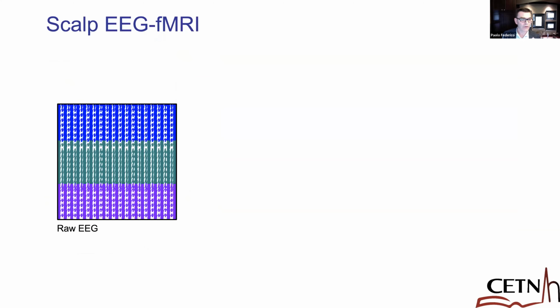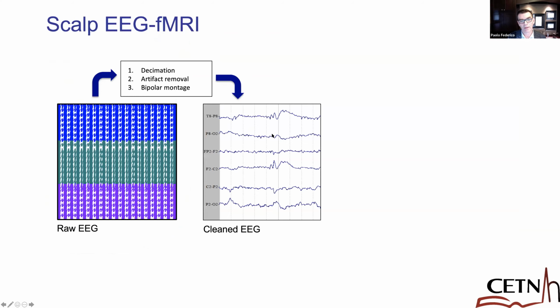So here's what the EEG looks like in the scanner without any processing. It's a complete mess. And this is all MR gradient switching artifact that obscures the entire EEG recording. But with the proper decimation and artifact removal and remontaging of the EEG, you can get very good looking EEG where epileptiform discharges can be seen.